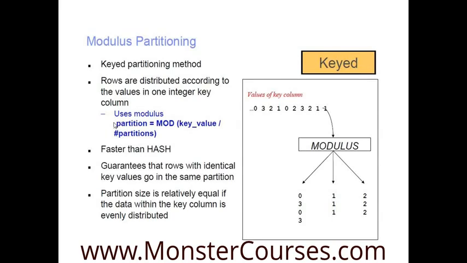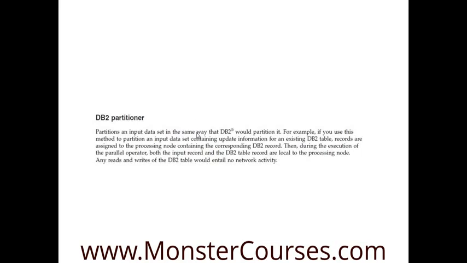So this is the logic this algorithm uses. Partition equals mod of key value. Key value is nothing but the column which we are going to give, divided by partition number. The partition number is what we are using here. The example is for 3 nodes, so this value will be 3. Key value is the value of the particular column.